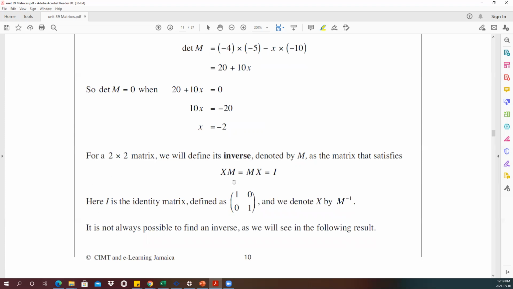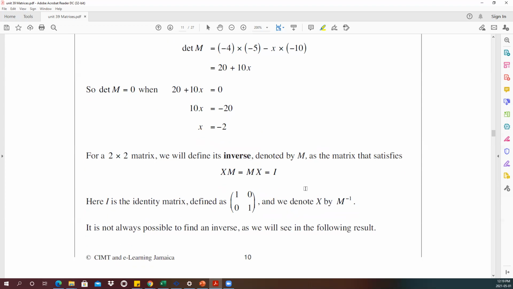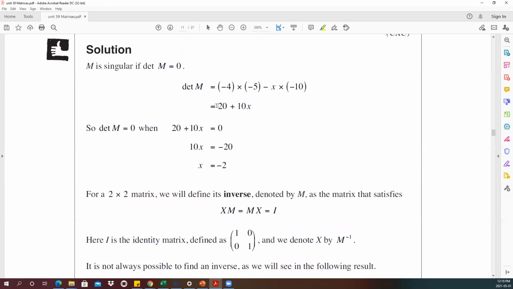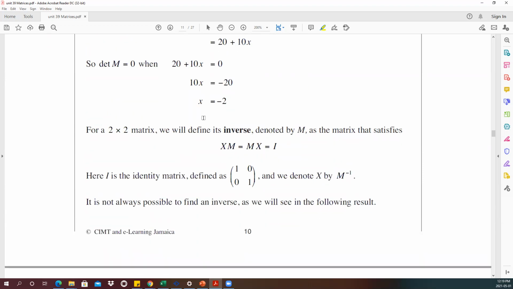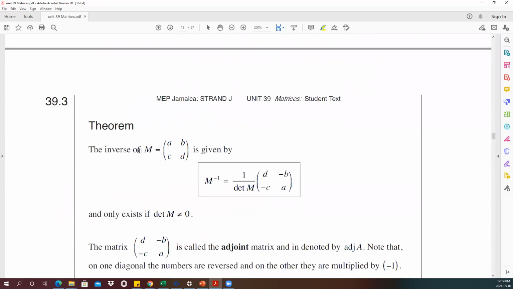It is not always possible to find an inverse, as we will see in the following result. What they are prepping you for is this whole idea of the determinant being equal to 0. If it's 0, then you can't find the inverse, and you'll see why. Theorem: the inverse of matrix M is given by 1 over the determinant of M, so if the determinant is 0, then clearly this thing will be undefined. You cannot find the inverse.